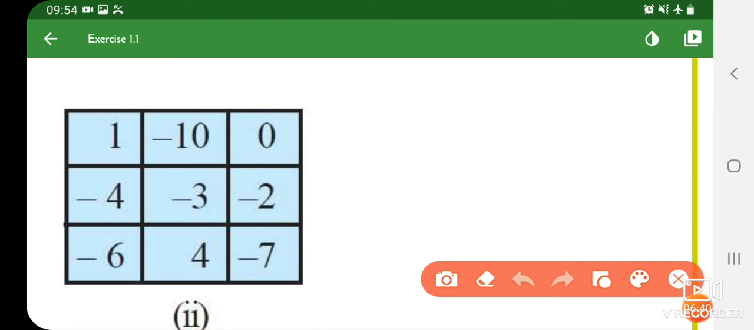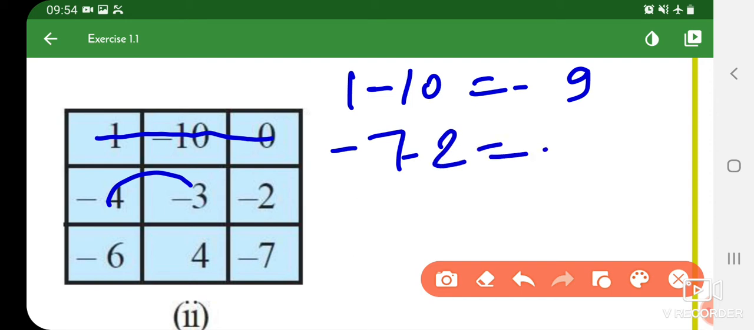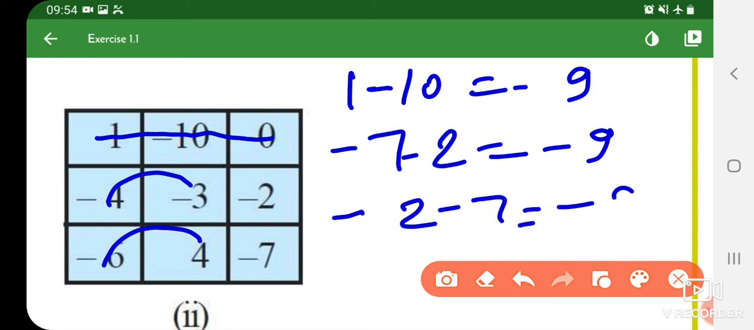Next is this one. So let's see. Firstly we have to check a row. After that the column. So this 1 and this minus 10, the answer is minus 9. After that minus 4 and minus 3 is minus 7, and this minus 2 is minus 9. Minus 6 and 4 is minus 2, and this minus 7 is minus 9. That means the answer of this row is minus 9.